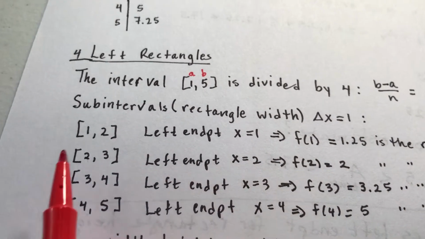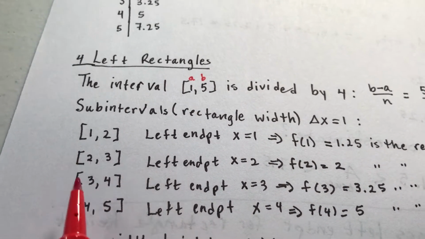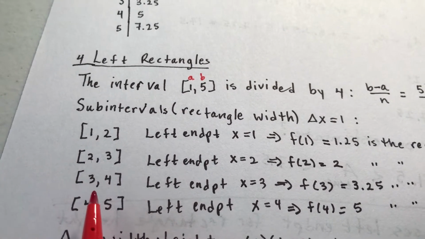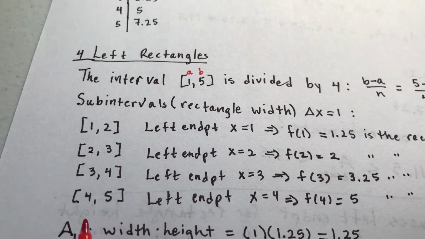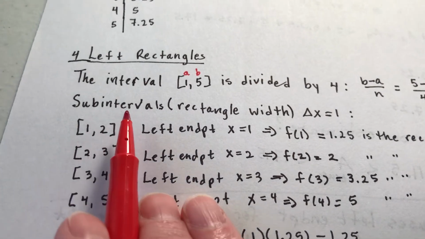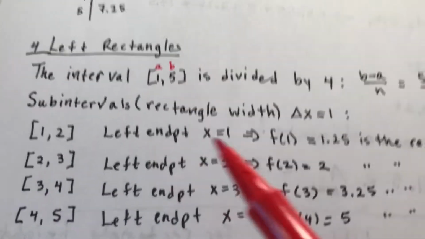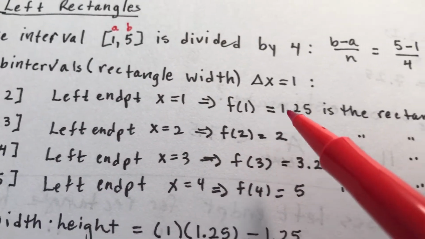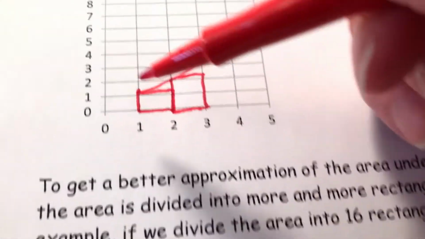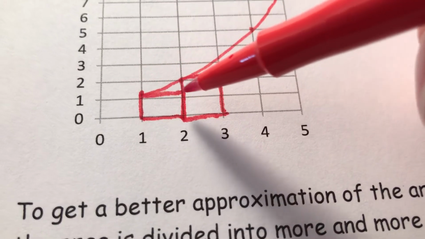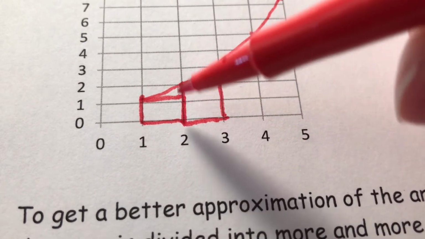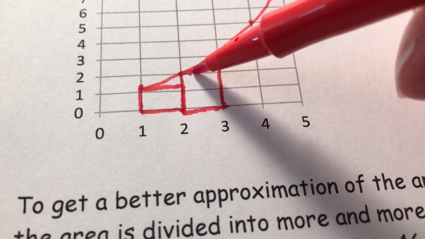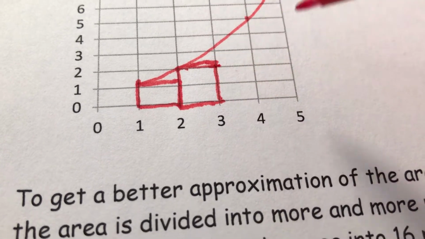And I take the left endpoint, which is 1 on this one. I take 2 as the left-hand endpoint here, 3 is the left-hand endpoint, and 4 is the left-hand endpoint of what are called subintervals of this interval. And the left endpoint being 1, if I put f of 1 in here, it's 1.25. So I know that this went up as high as 1.25. All right, and then the left-hand endpoint, that's as high as 2. I kind of got out of whack a little bit.